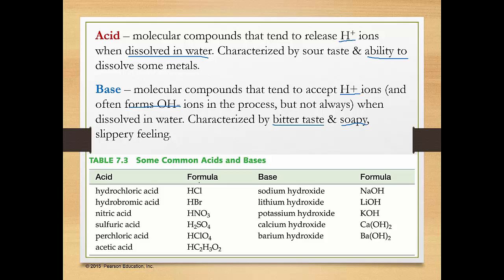Now, Table 7.3 in your book lists some of the more common acids and bases. So we've already looked at most of the acids when we looked at naming these compounds. But the bases you may not be as familiar with. Notice these that we're looking at are all hydroxide compounds. We have sodium hydroxide, lithium hydroxide, potassium hydroxide, calcium hydroxide, and barium hydroxide. So those are all compounds that you want to be aware of. If you see a hydroxide, you're talking about a base.